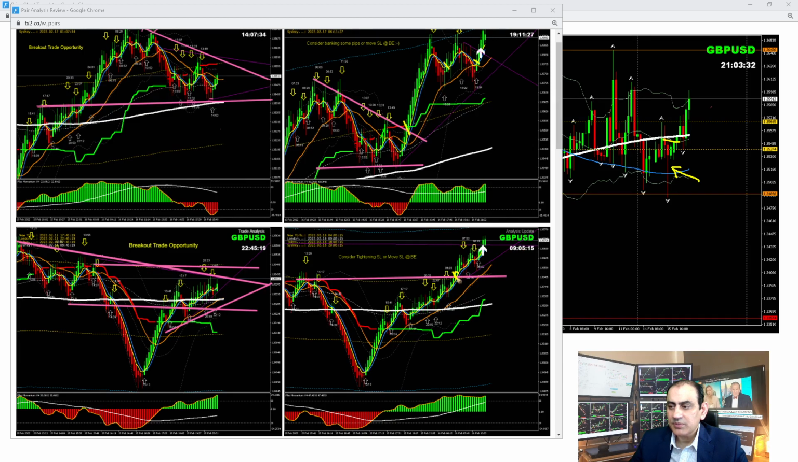So we can see here this breakout long trade, banked a few pips as soon as the price hit the previous high at this level. That's what I explained to my traders. It's time to bank some profit or move your stop loss to break even.